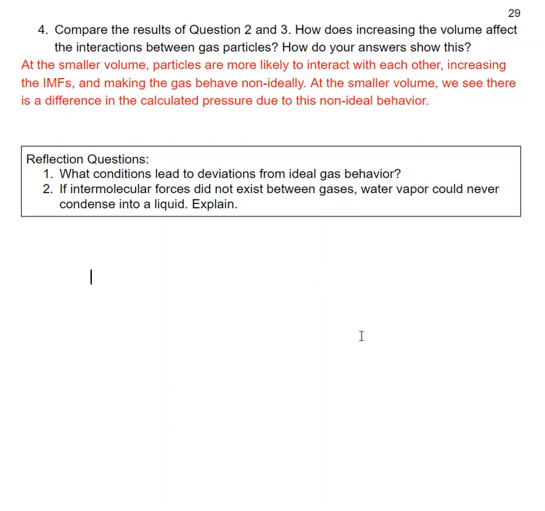So what conditions lead to deviations from ideal gas behavior? Anytime that intermolecular forces are being increased, so that would be low temperature, high pressure. If intermolecular forces did not exist, water vapor could never condense into a liquid, explain. So in order for water vapor to condense into a liquid, it's got to be attracted to itself. We have to have those intermolecular forces present.